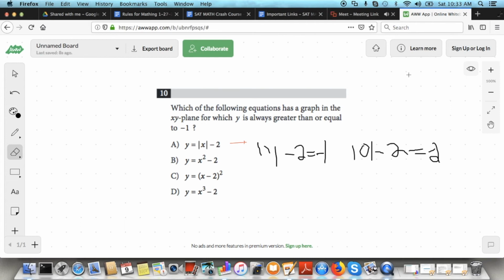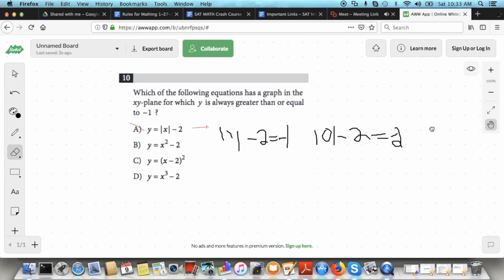But does it make sense why when we plug in 0 for x, we get something less than -1 for y? Does that make sense? Yes. Okay, we can eliminate A then, because we get a y value of -2, and that's less than -1. Questions about that? All right, let's try B.